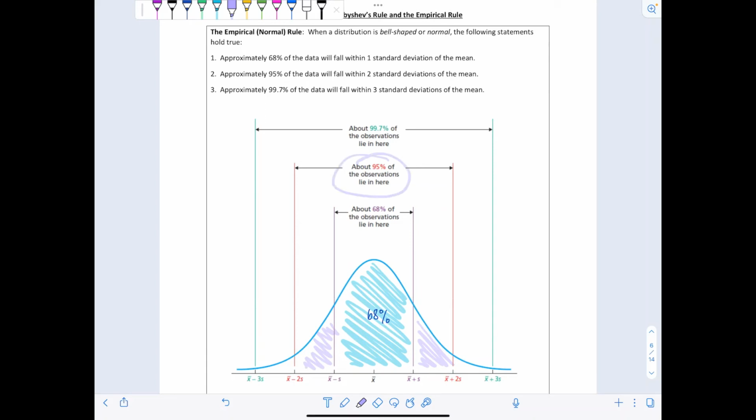And then if we go as far as 3 standard deviations away from the mean, we have 99.7% of the observations lying within there. So that means there's just 0.3% left outside, and then that you would cut in half, right? So half of 0.3% on either side. In order to use the empirical rule, though, you do need to know that the data is normally distributed. So keep an eye out for that when you're working on a problem, okay?